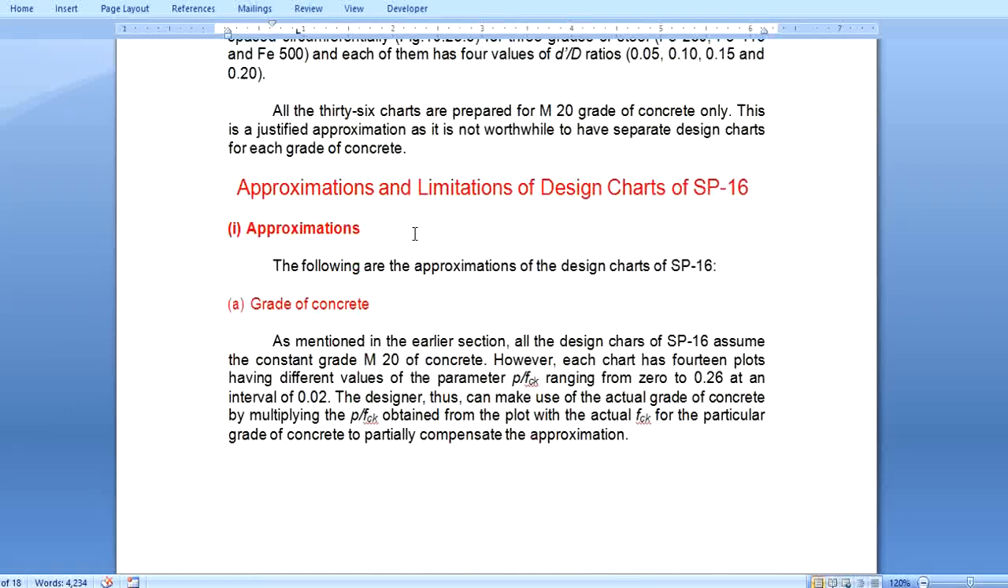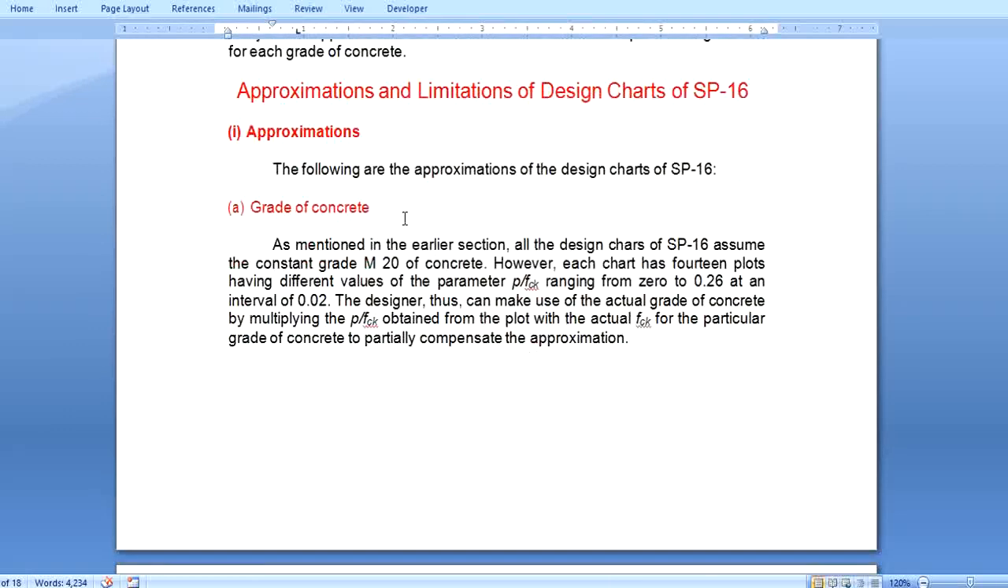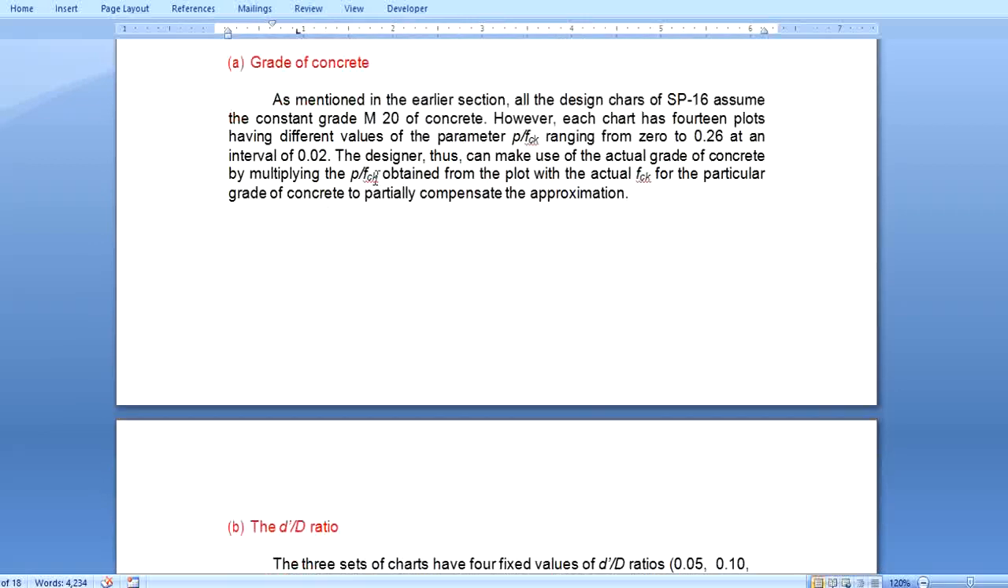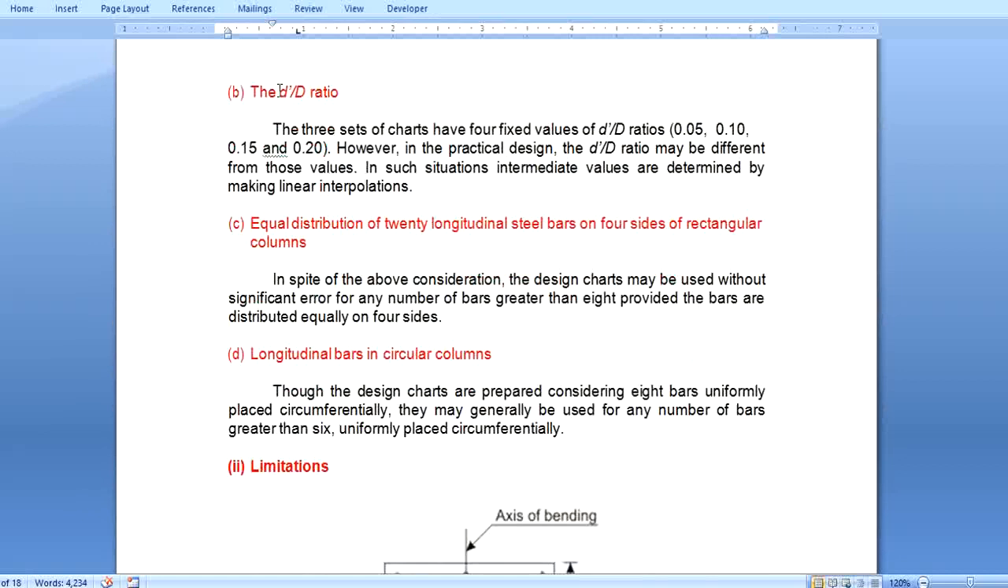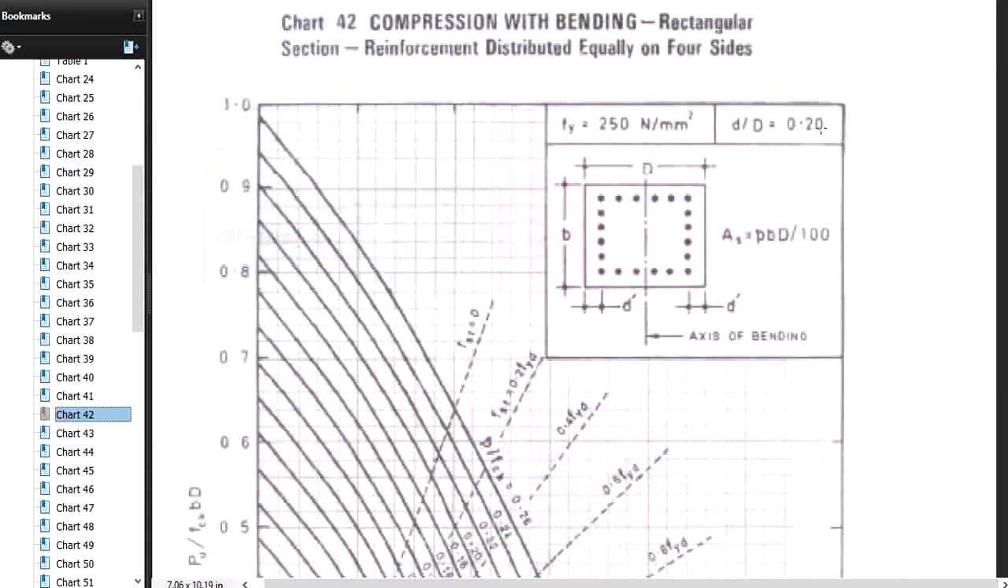Okay. Now, approximations and limitations of the charts. So the first one is grade of concrete. Usually these charts are given for M20 grade of concrete. Then the d dash by D ratio. So you can see 0.05, 0.1, 0.15 and 0.2 are the only four d dash by D ratios. So you can see this chart is applicable for 0.2.